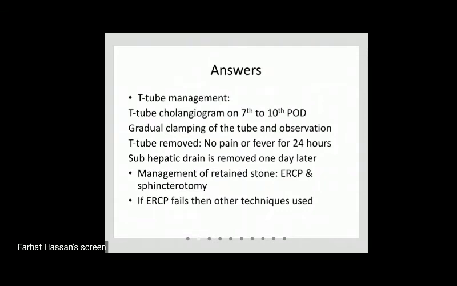And so usually after putting T-tube, we observe the daily amount of the bile, quality of the bile, and whether the patient develops any fever. And between 7 to 10 postoperative day, we go for T-tube cholangiogram. And after that, if we find that there is no residual stone, no retained stone, then gradual clamping of the tube for 24 hours, and we remove the T-tube after that.